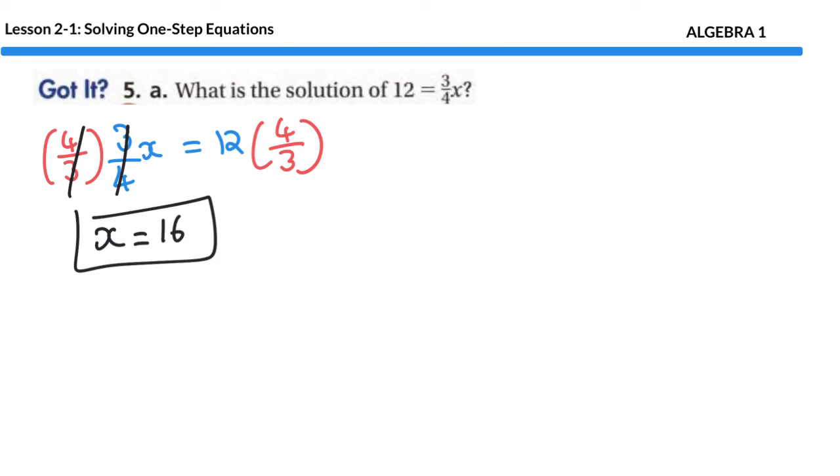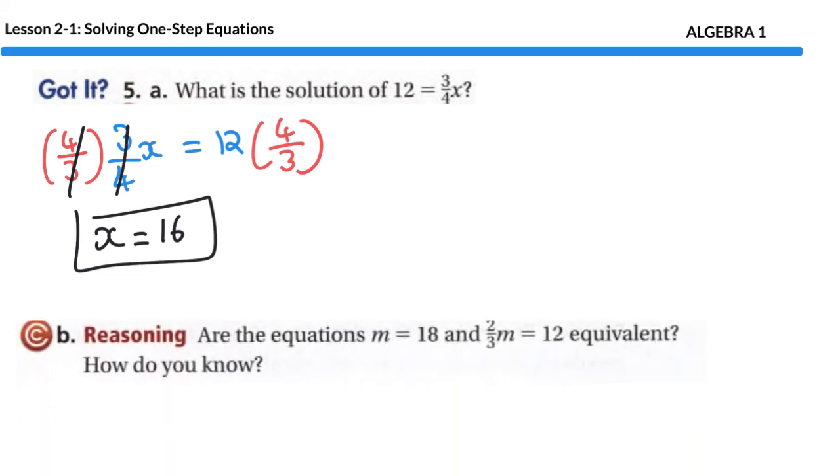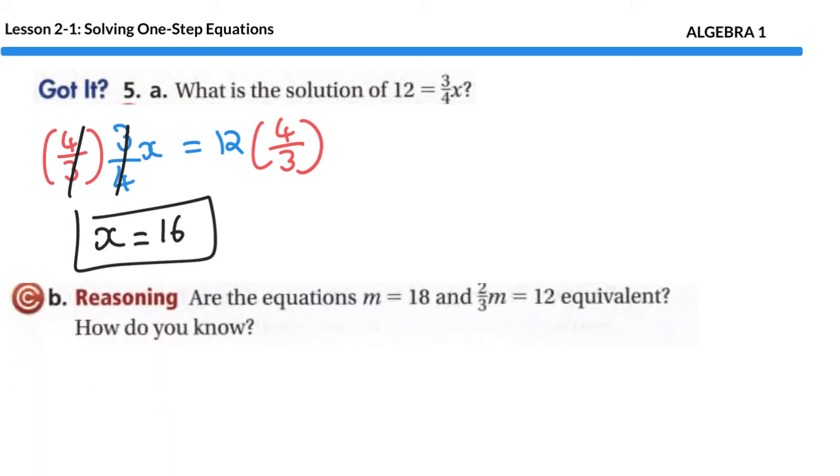Let me tickle your brain over here. Are the equations m is equal to 18 and 2 over 3 times m equal to 12 equivalent? Are these two equations equivalent? How do you know? So can you think how you will go about doing this? What you can do is solve the value and find out m. If you land up with m as 18, which is the same as over here, then the two equations are equivalent. So let's do that.